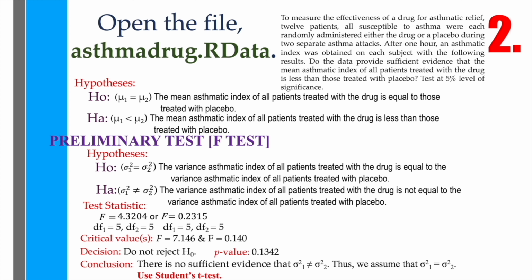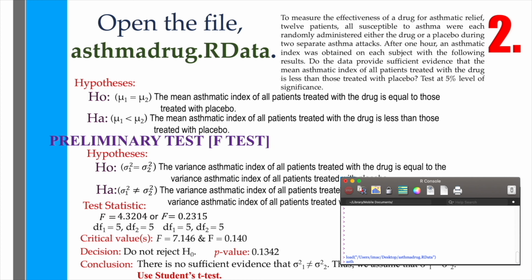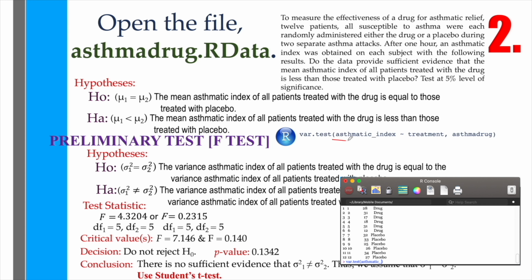Now, to do the F-test in R, as you open the file, notice that there are two essential columns: one contains all the asthmatic indices, and the treatment column identifies whether a particular patient received the drug or the placebo. So in performing the F-test, we're just going to make use of the var.test function, followed by the column which has the numerical values, tilde, and then the column that separates the data into two groups, which is treatment, and of course the file name, which is asthma drug.